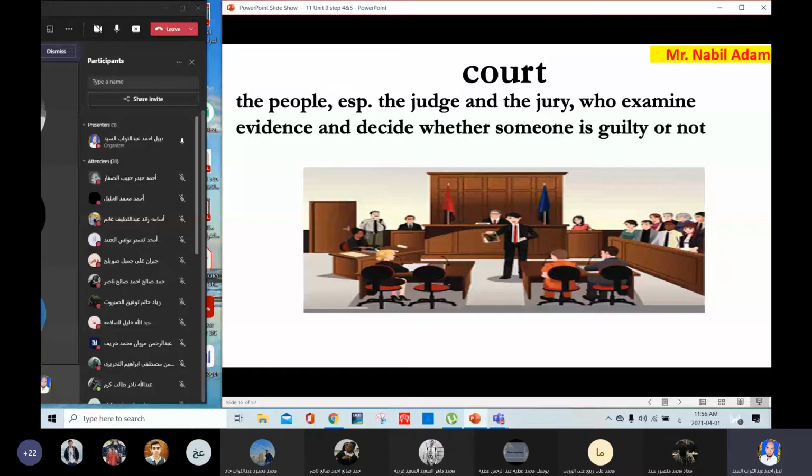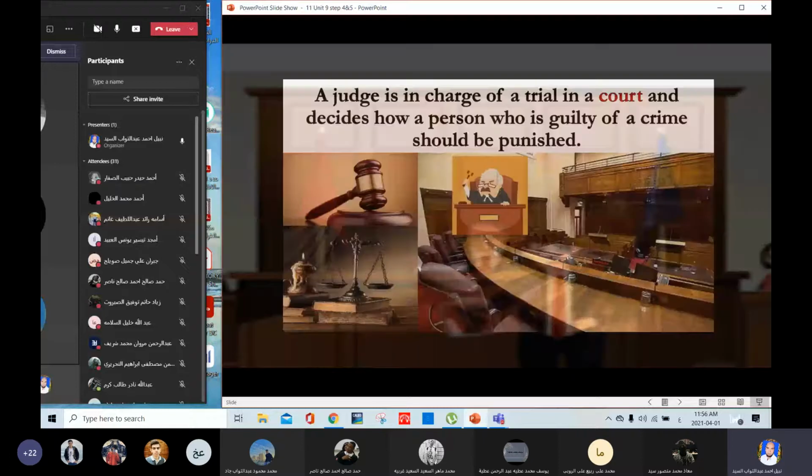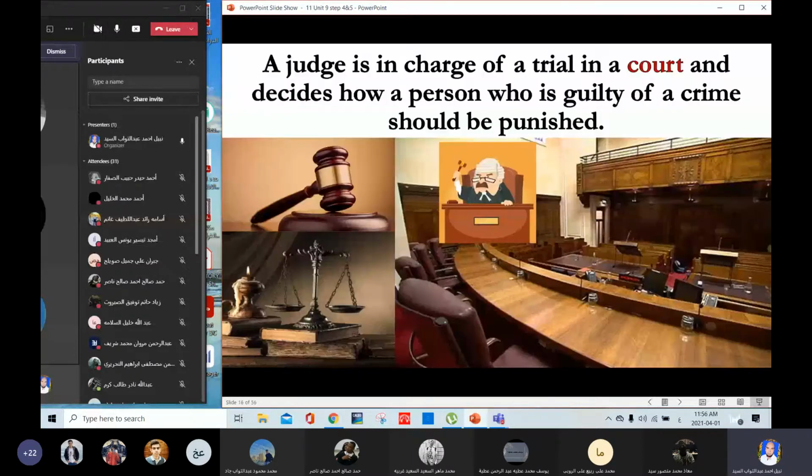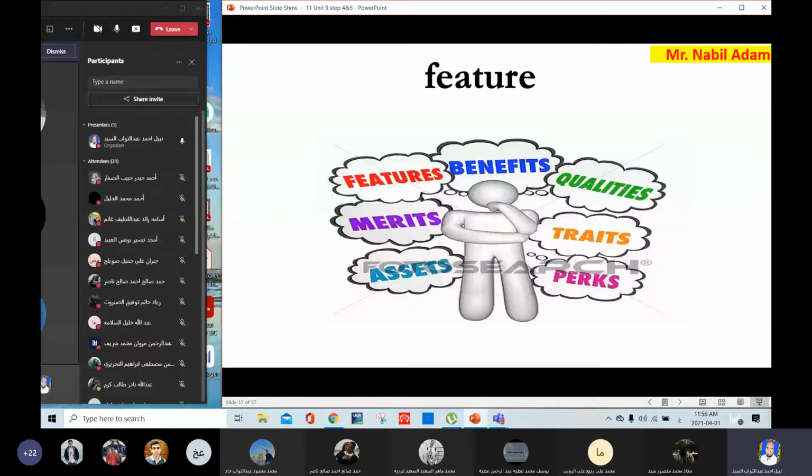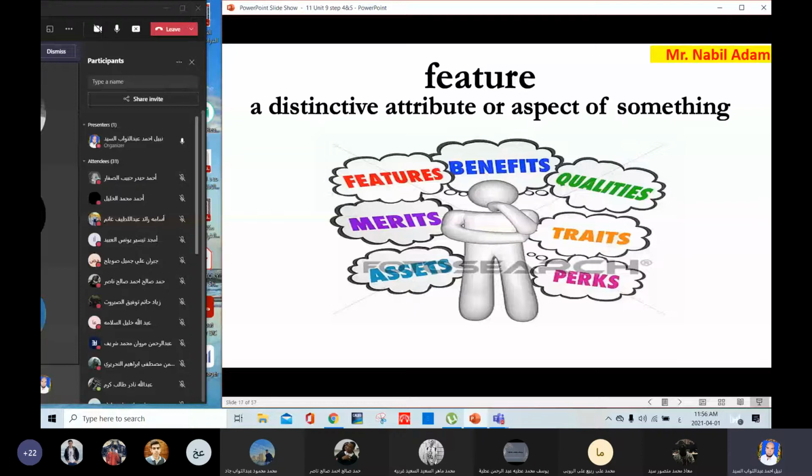Feature means a distinctive attribute or aspect of something. There are synonyms for the word feature. We can say benefits, qualities, traits, perks, assets, merits, advantages. All these are synonyms for features. The main features of this place are its beautiful mosque and buildings. The main characteristics, qualities, merits, advantages.